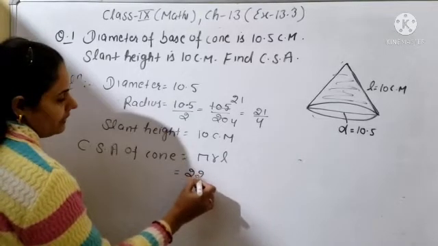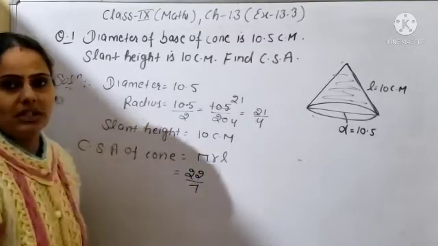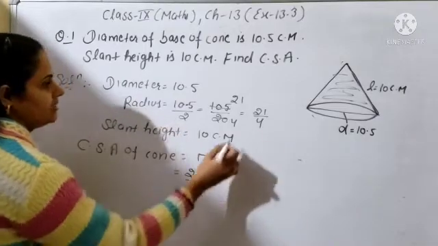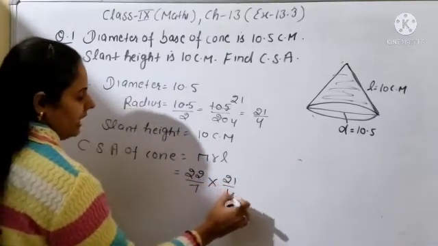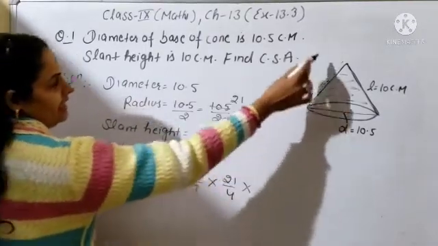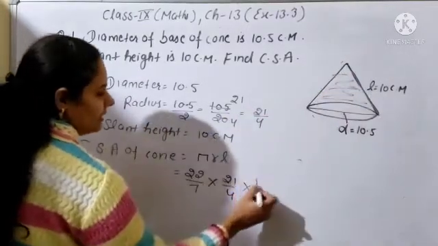So if pi is not given in the question, always take the value 22 by 7. The radius is 21 by 4, and L is the slant height, and this one is already given, this is 10.